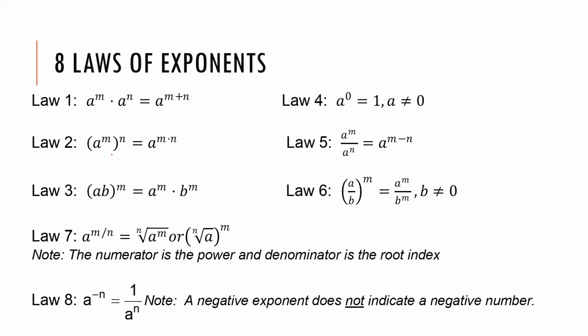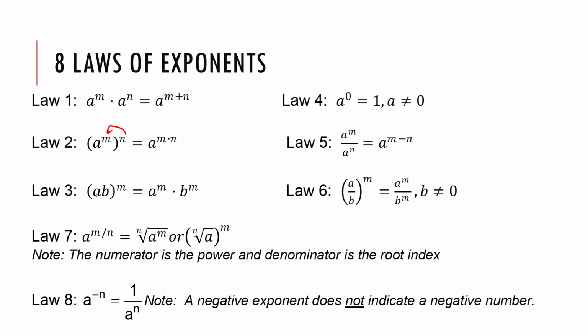Law 2 is our power property. Our power property is stating that when you are raising an exponent to a power, you are literally just multiplying the exponents, okay? So (a^m)^n, this means that I'm multiplying m times n. I'm not adding them, not subtracting them.